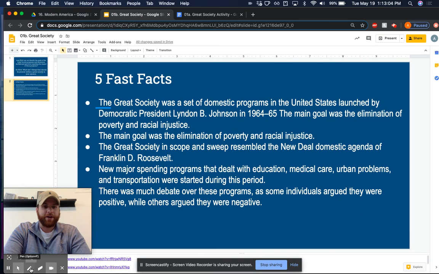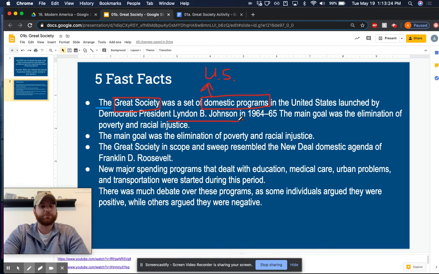So our fast facts today. We're getting the what. The Great Society was a set of domestic programs. Remember, domestic meaning within the U.S. In the United States, it was launched by Democratic President Lyndon B. Johnson, a lot of times referred to as LBJ, in the mid-1960s. The main goal was the elimination of poverty and racial injustice.